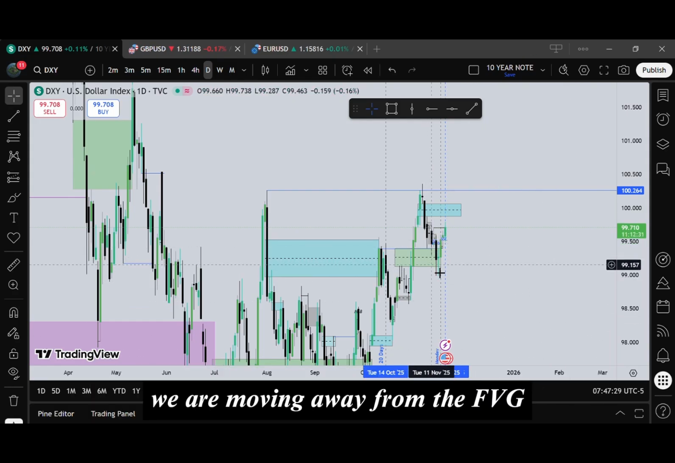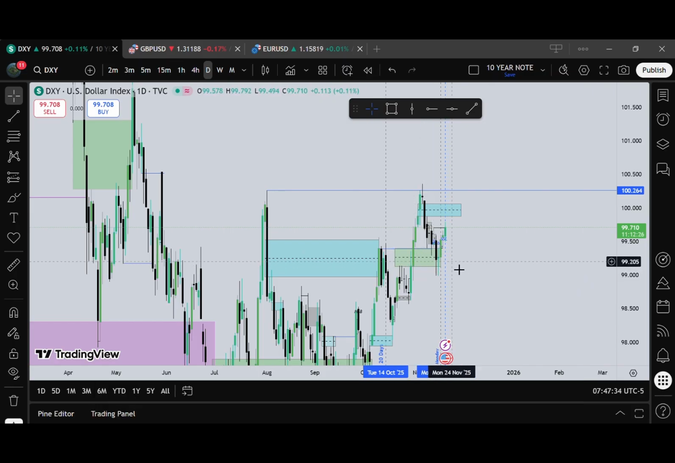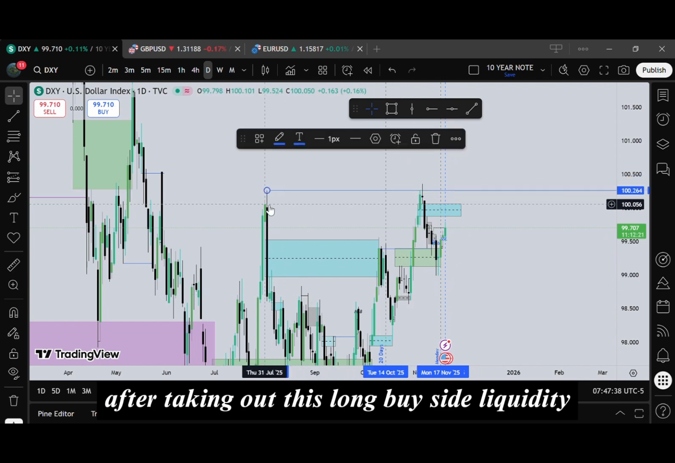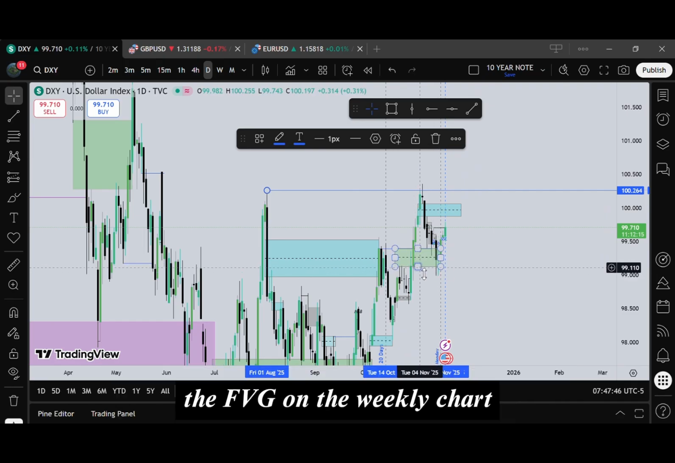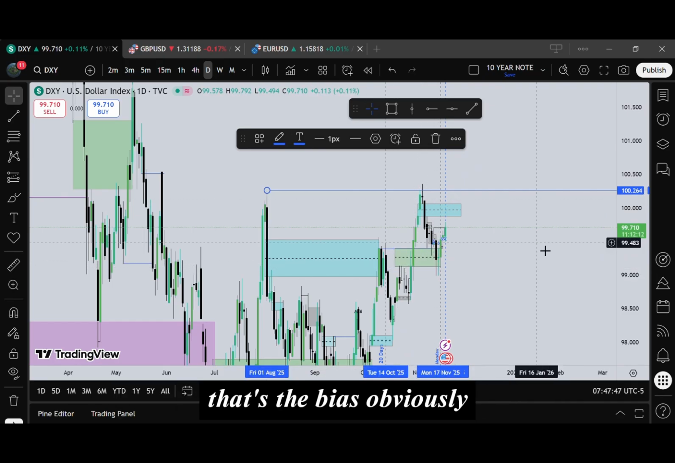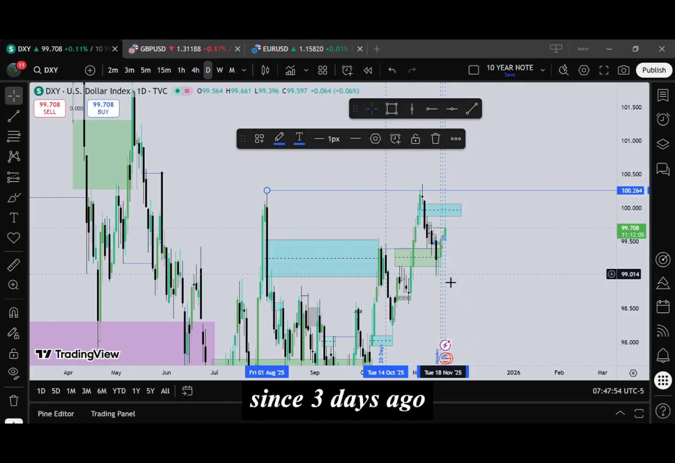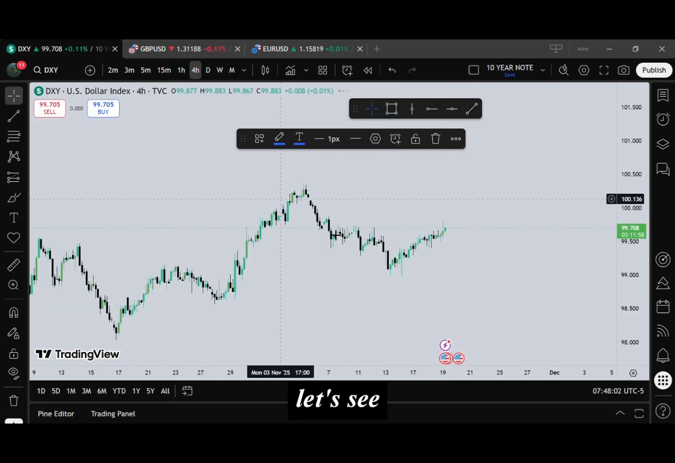We are moving away from the fair value gap on the weekly chart, which is this green box here. We're going up. After taking out this long buy side liquidity, we had a retracement. After filling up the retracement, the fair value gap on the weekly chart, we are moving up again. That's the bias, obviously. And I've been buying dollar index since 3 days ago.